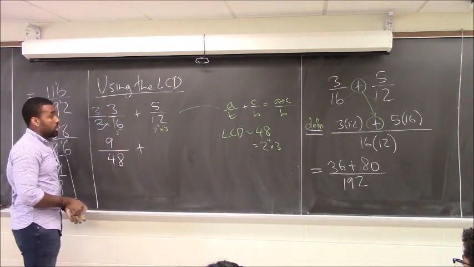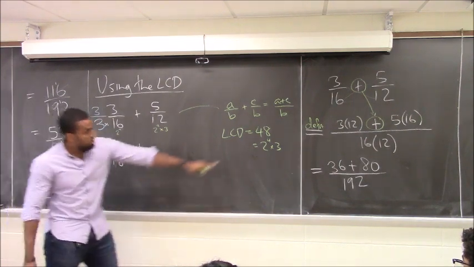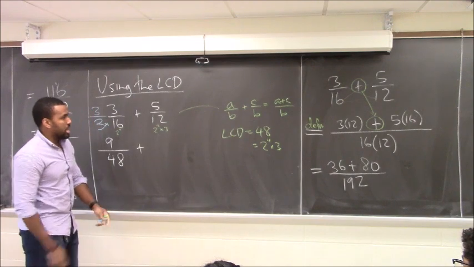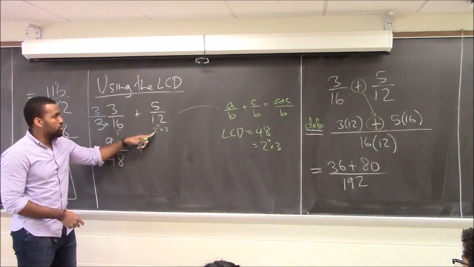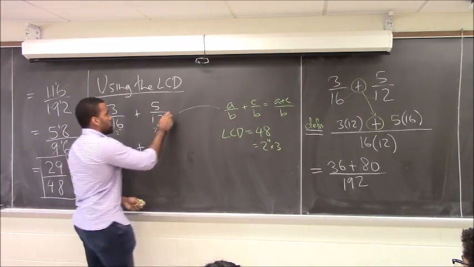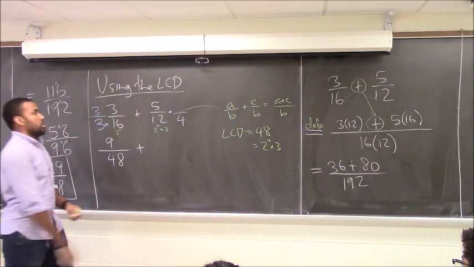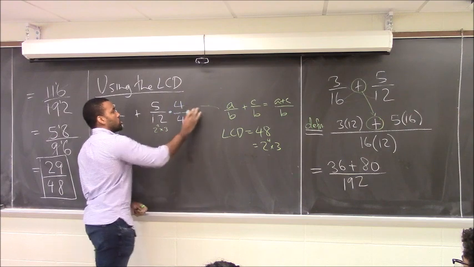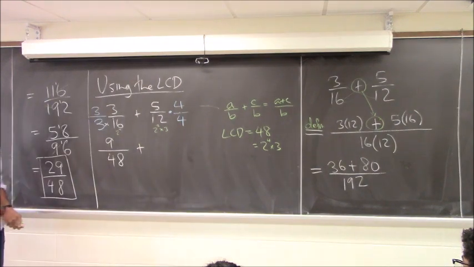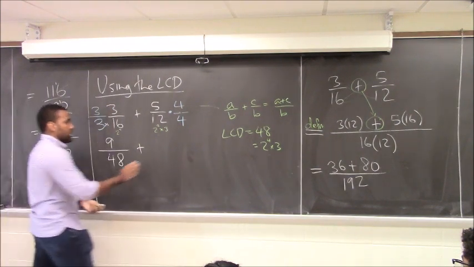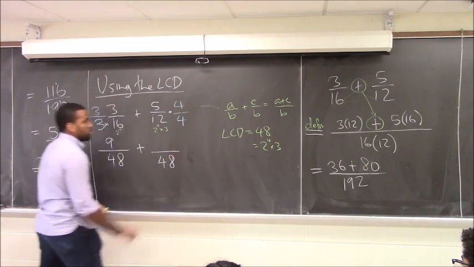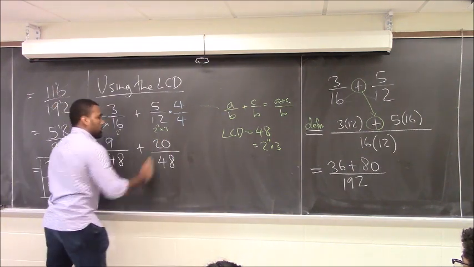Then we're going to move over here. Now what's missing from here? Well, the LCD is 2 to the 4th, which means I'm missing a 2 squared, or a 4. So what I'm going to do is multiply this by 4 in the denominator to make that a 48. But I have to multiply by 4 in the numerator as well, so that I'm not changing the value. And again, this is going to be 48. And the top is going to be 20, right?